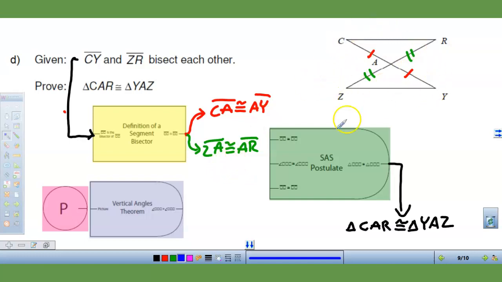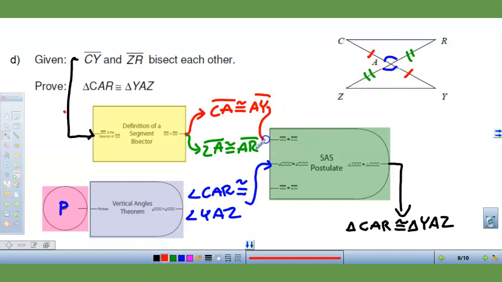What else is congruent here just by looking at the picture? By the vertical angle theorem, right? We know that these are congruent to each other. So this is the angle of our side angle side. We have a side here. We have a side here.